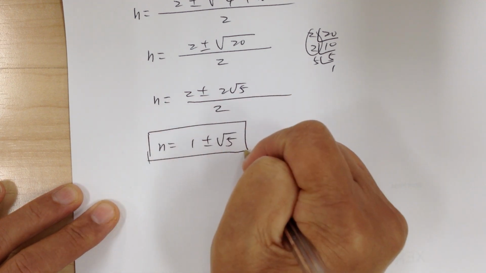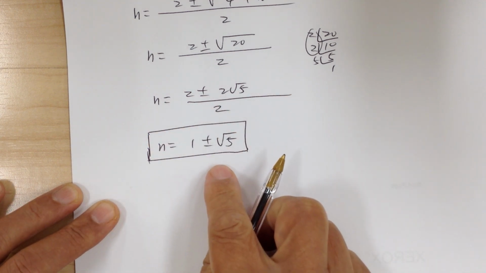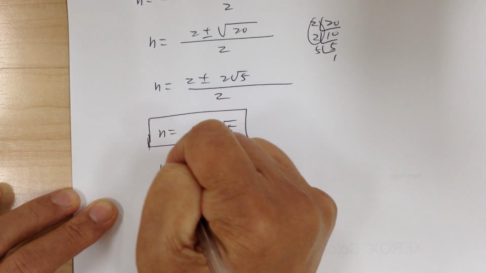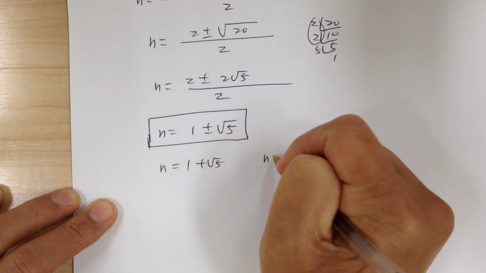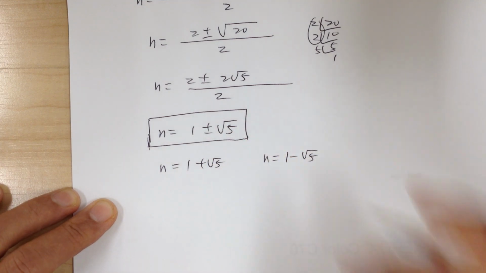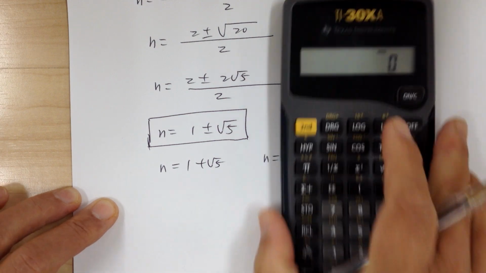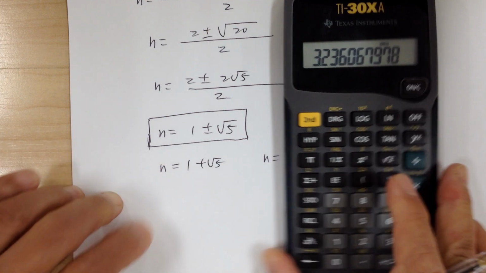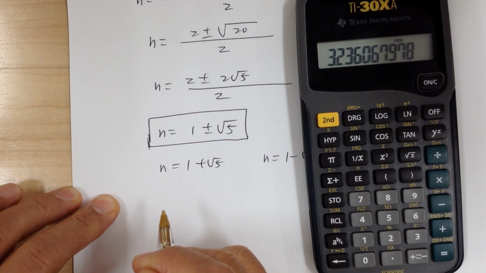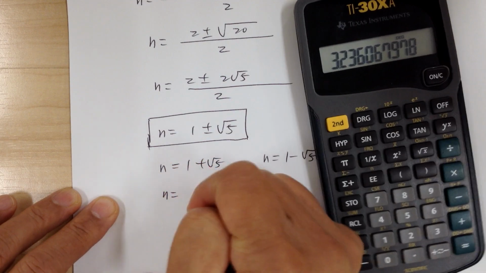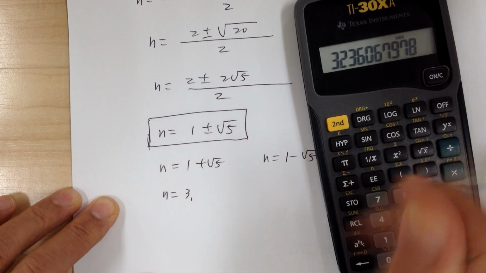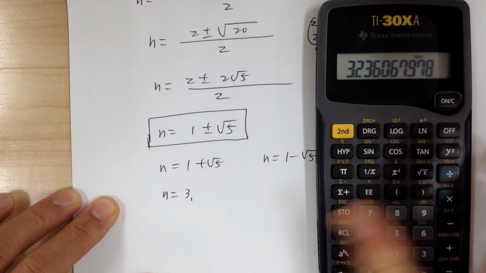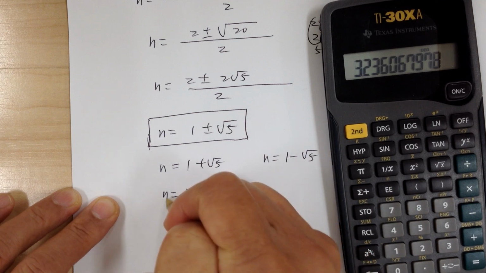Then after that, they also want you to approximate. So this is your exact answer, and they also want you to approximate. So you need to separate the plus or minus. So n equal to 1 plus square root of 5, and n equal to 1 minus square root of 5. And they want you to use a calculator to work out the decimal approximation. So 1 plus square root of 5, n to the nearest hundredth. So n equal to 3 point, and you have to round up the 6 to the next one, so it'd be 3.24.